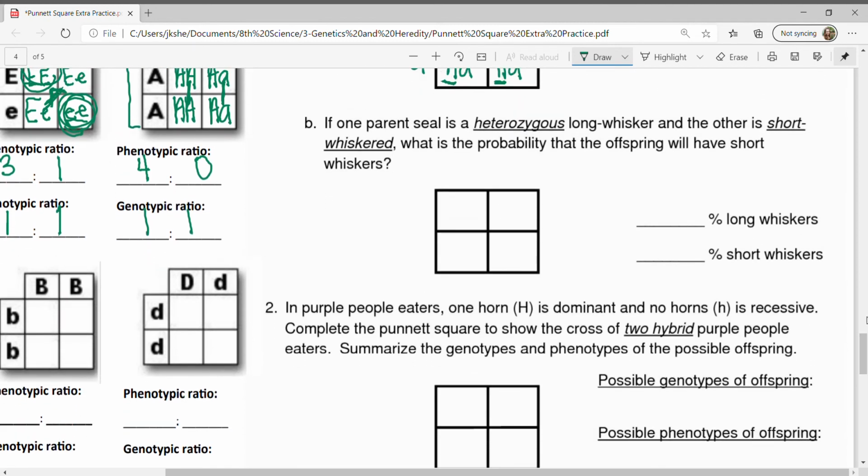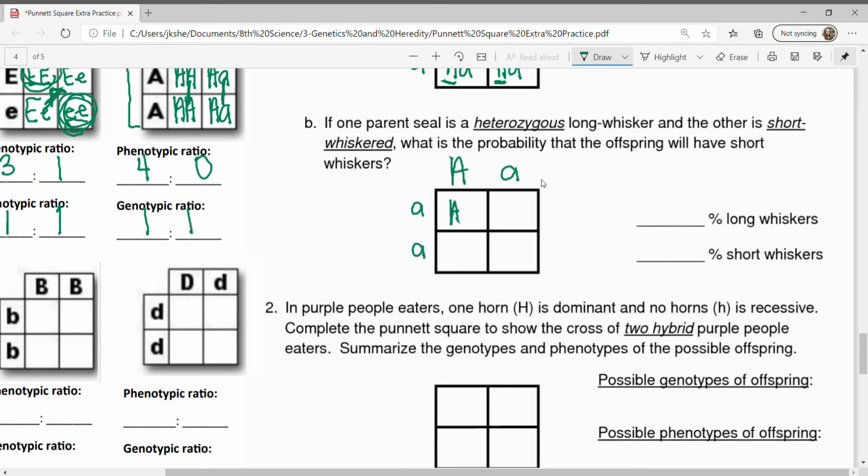B says, if one seal is heterozygous for long whiskers and the other is short whiskered, what's the probability that the offspring will have short whiskers? So it says that heterozygous, so that's 2 different alleles, and it tells us that the other one is short whisker, but it doesn't tell us whether he's dominant or recessive. And that's when we have to go back to our key of the traits. So we know that long is dominant and short is recessive. So if he is showing a recessive phenotype, then we know that his genotype has to be homozygous recessive.